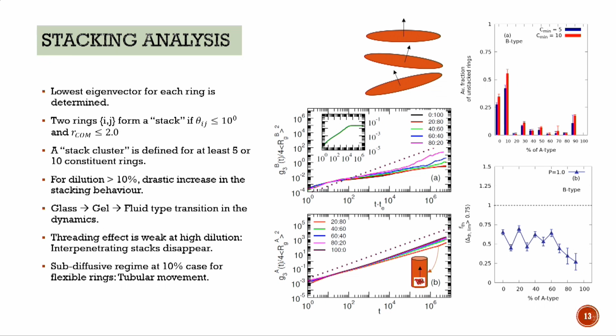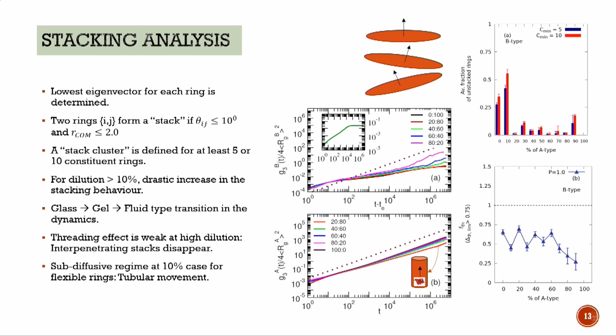What we observe is that within 10% dilution from 20% itself, there is a drastic decrease in the amount of unstacked rings. So basically at 0 and 10%, there are a lot of rings that are unstacked, but the moment we dilute beyond 20%, most of the rings start to form stacks of 10 rings or more. And there are still some fluctuations here, which I will come to later.